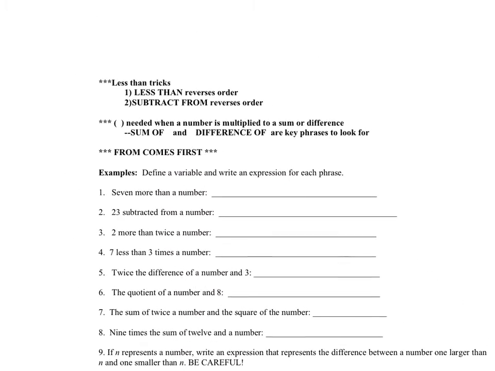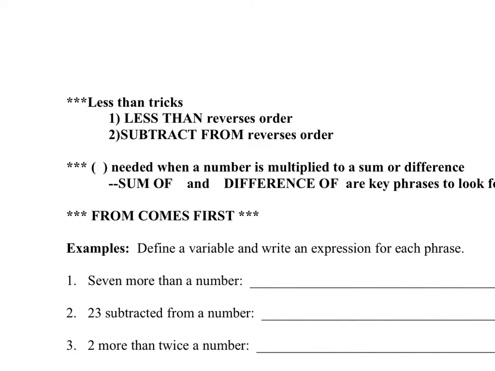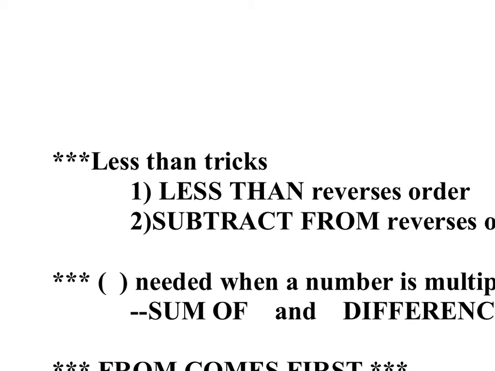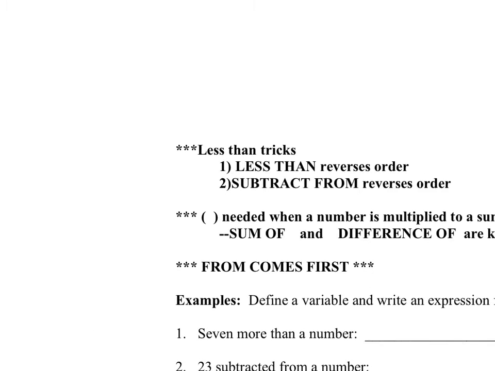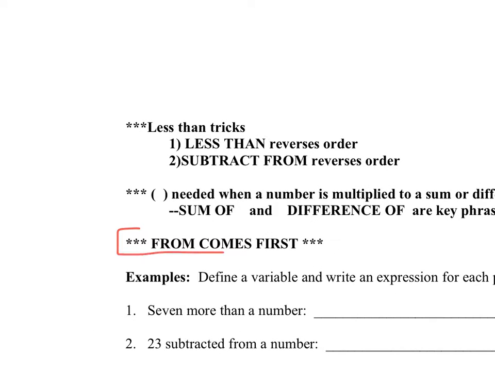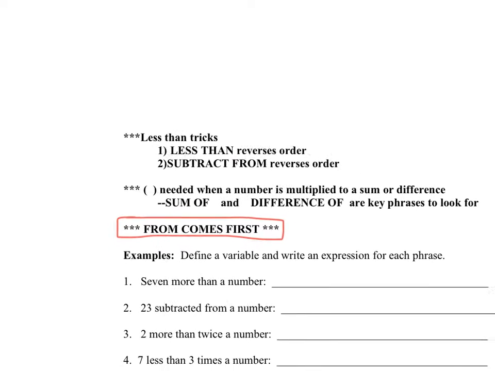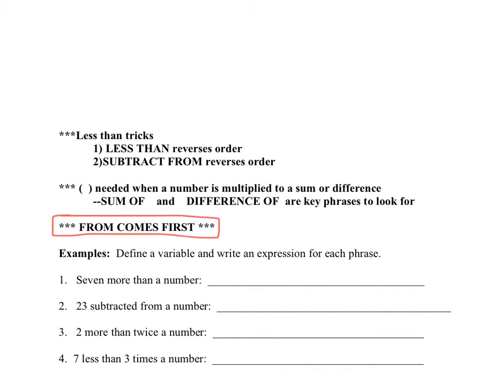All right, so here are some less than tricks. Whenever you see the words less than or subtract from, it changes the order. So whatever you read first actually comes last, and whatever you read last comes first. Here's a nice trick that my friend Shelly told me about. Whenever you see the word from, write this down: from comes first. Parentheses are always going to be needed when a number is multiplied to a sum or a difference. So whenever you see sum of and difference of, there is a very good chance you're going to have parentheses.